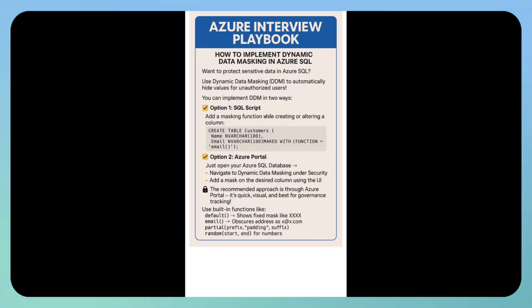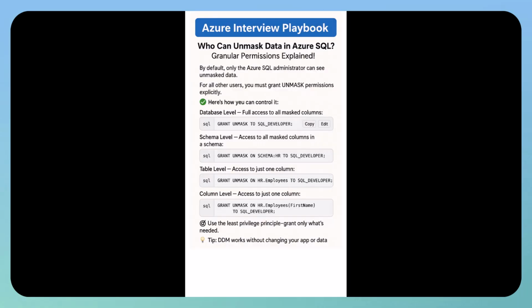Option 2 is from Azure Portal. All we need is go to SQL database and navigate to the blade called dynamic data masking, where you can choose a table and you can choose a specific column and apply the mask function. So there are multiple built-in functions like default, email, partial, random, and of course there are other things for dates as well. Let's now see how to unmask the data in Azure SQL.